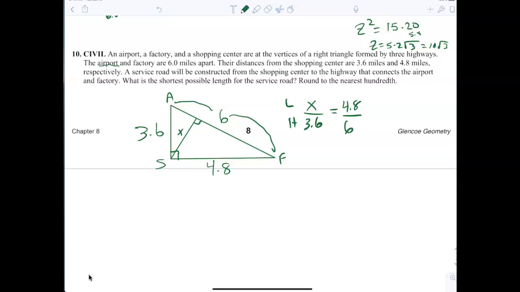Does everybody see what I'm saying? I knew I needed x, so the only part of that triangle that was left was 3.6. Hopefully that makes sense. And I don't care about the answer, just cross multiply and divide. Is everybody okay with that?